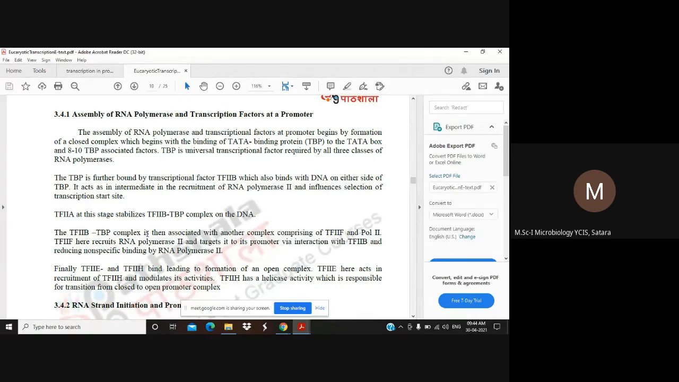So TF2D recognizes the complex. TBP, that is Tata binding protein, is a universal transcription factor. It is required by all three classes of RNA polymerase. TBP is further bound by a transcription factor, TF2B, which also binds to the DNA on either side of the TBP.